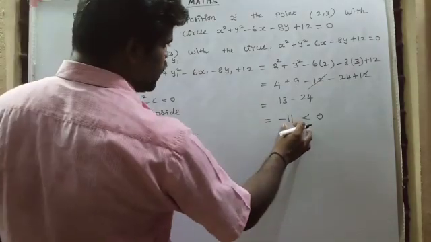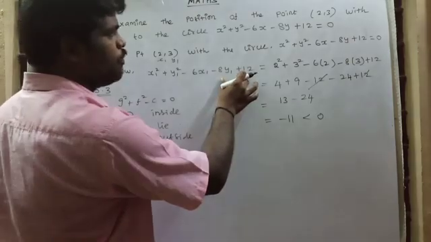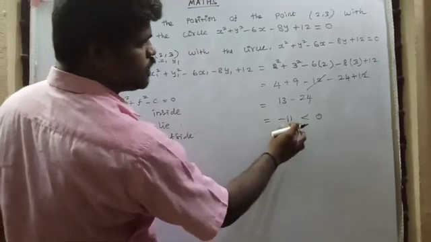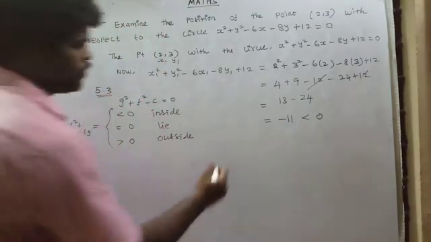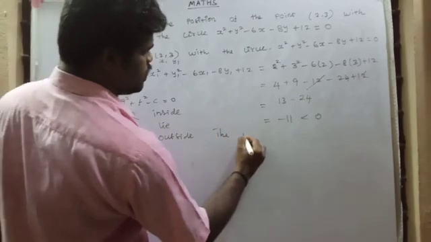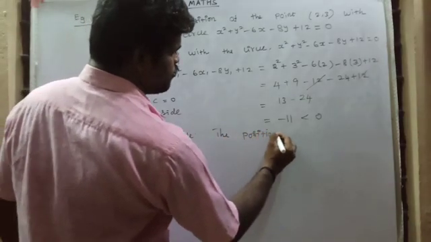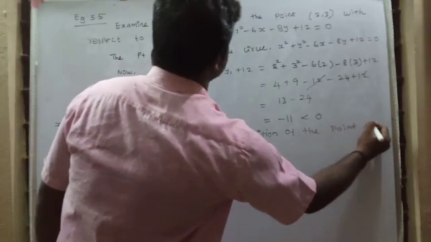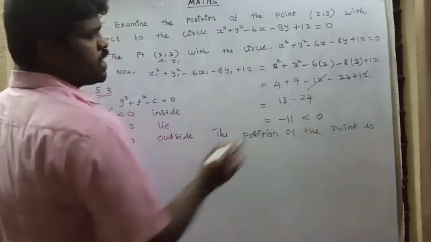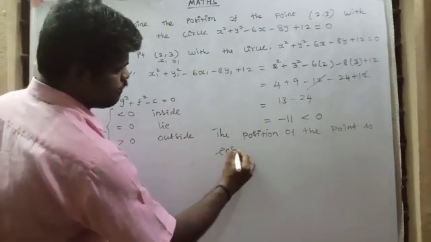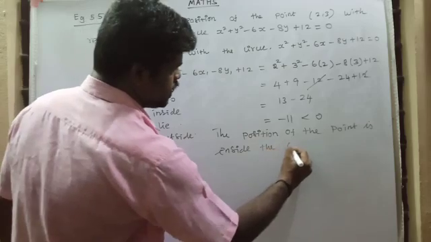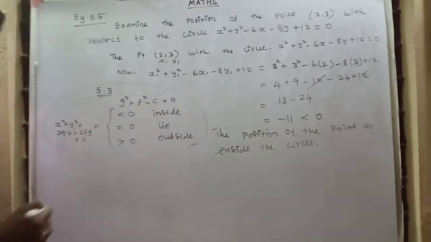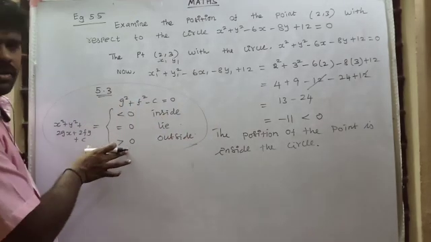Okay, now the value for the point 2, 3 is minus 11, which is less than 0. The position of the point, which is less than 0, is inside the circle. This is rough work, already we know the theorem, we don't write it here, this is only for our reference.